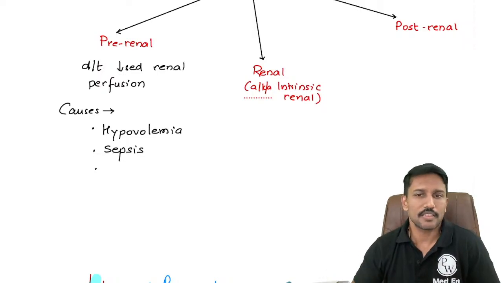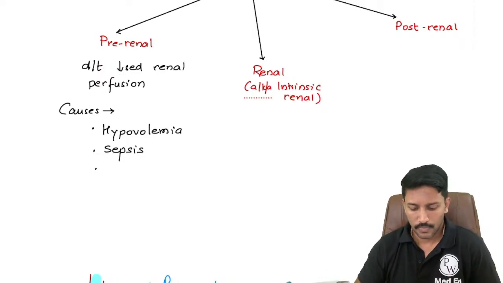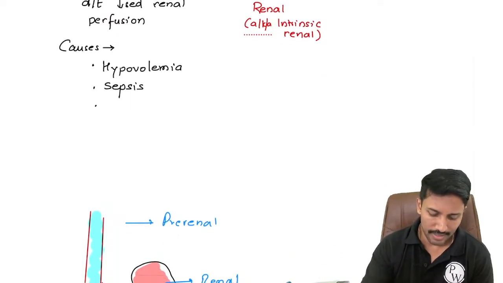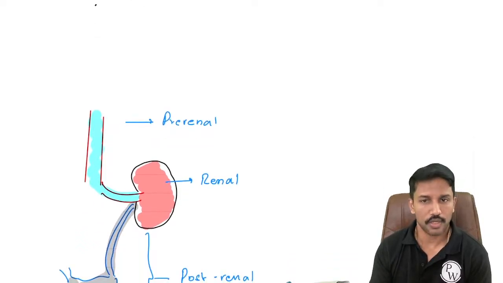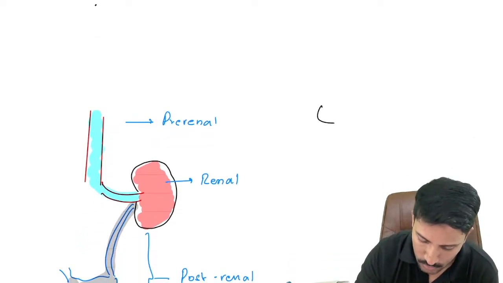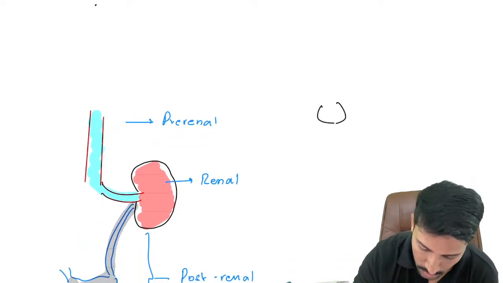How do NSAIDs cause acute kidney injury? See, when blood flow to the kidney comes down, don't you think the kidney tries to regulate the blood flow? Let us say this is one glomerulus that we are looking at.